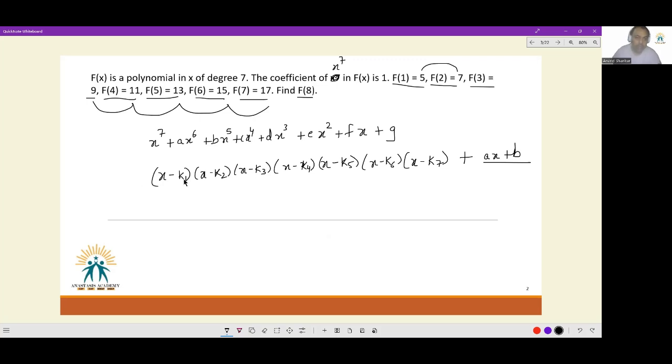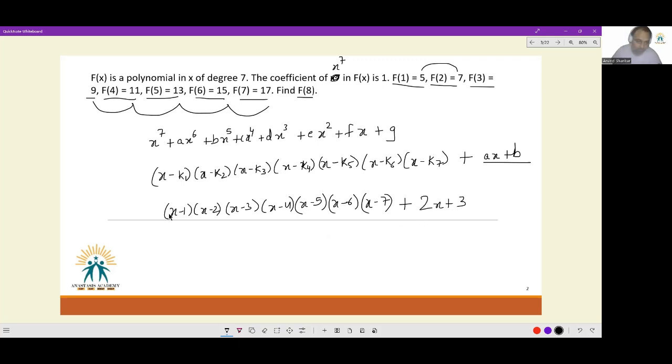How would it give me 0? If either K1 or K2 or K3 or K4 or K5 or K6 or K7 is 1 or 2 or 3 or 4 or 5 or 6 or 7, essentially what this is turning into is a combined expression: x minus 1, x minus 2, x minus 3, x minus 4, x minus 5, x minus 6, x minus 7, plus 2x plus 3.